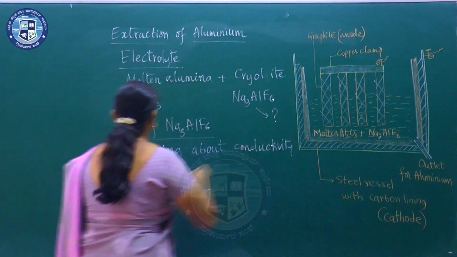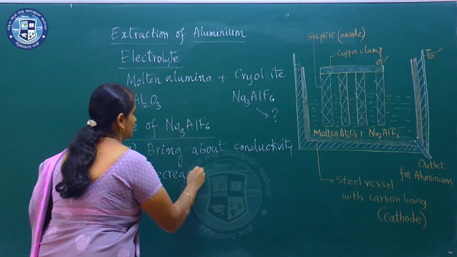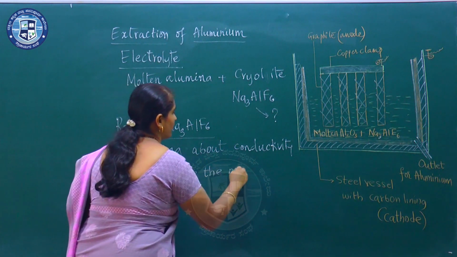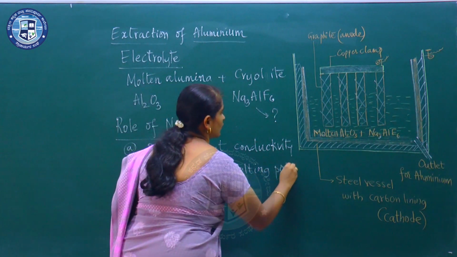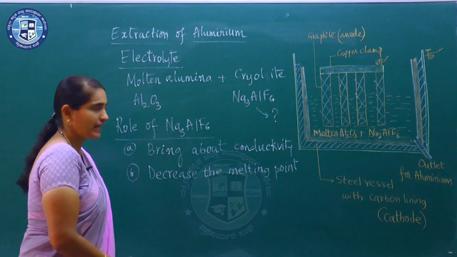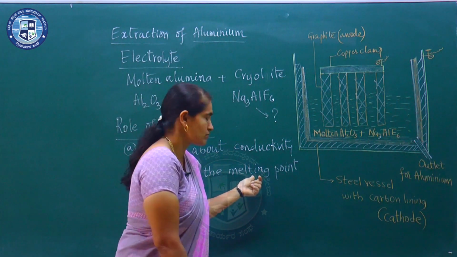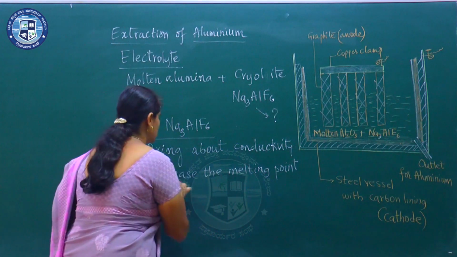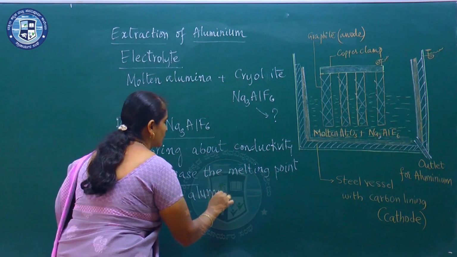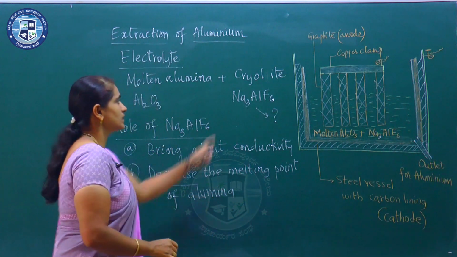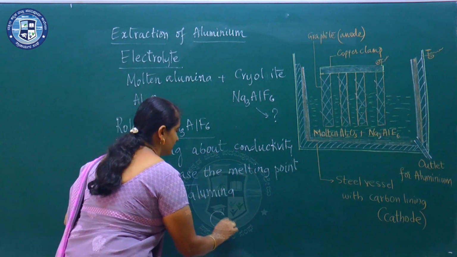And next one, it will decrease the melting point of alumina. Whatever we take, that alumina or the chief electrolyte, it should melt, isn't it? Because when passing current, it should be to the solutions only. So in order to decrease the melting point of alumina, we make use of a small amount of cryolite.